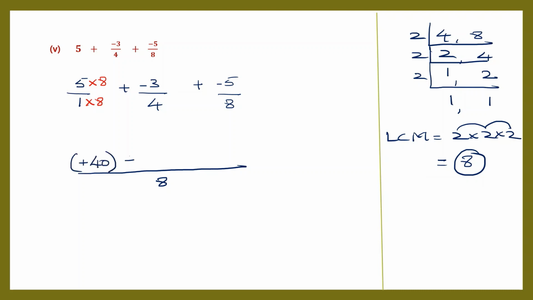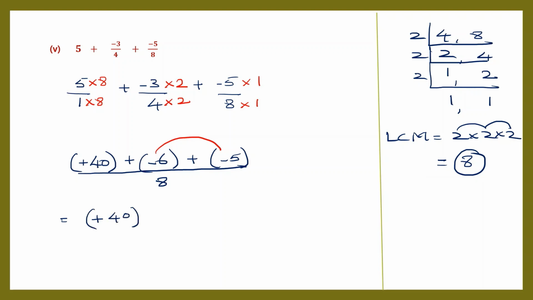Let's go to the next one. 4 into what is 8? 4 twos are 8. So minus 3 into 2. That is minus 6. 3 twos are 6. So minus 6 plus the last one. 8 ones are 8. So minus 5 into 1 is minus 5 itself. Now let's take the numbers with the same sign. These two are the numbers with the same sign. So the first one remains as it is, plus 40. Then the next two, when signs are the same, we put the same sign, that is minus, and we add. 6 plus 5 is 11. So minus 11 and the denominator is 8.